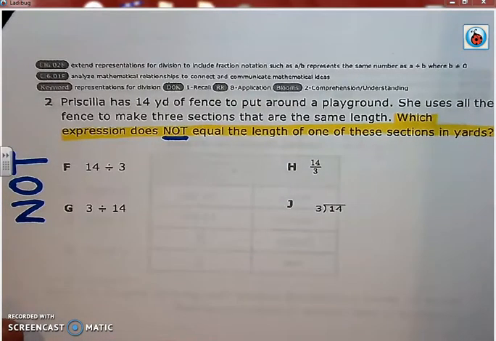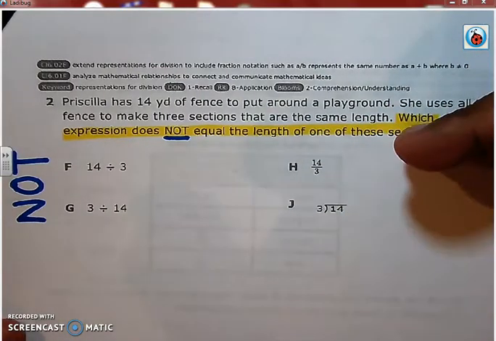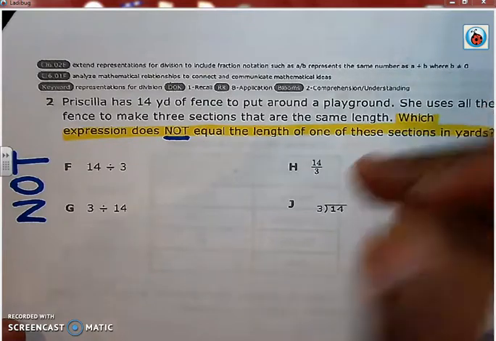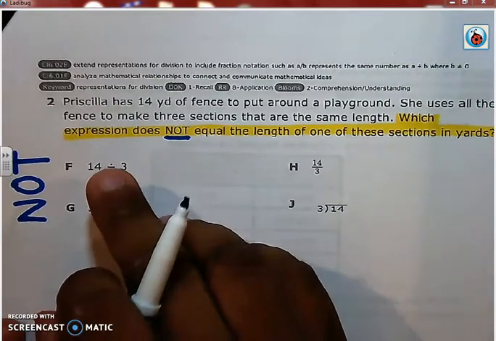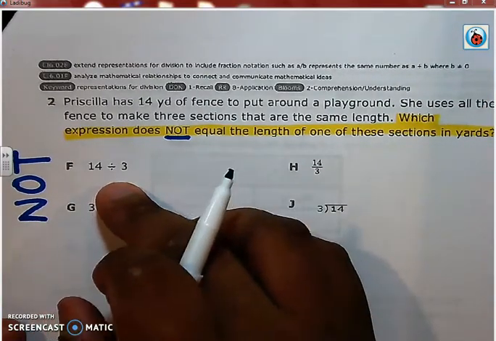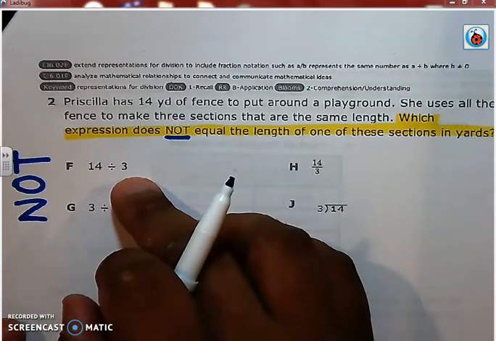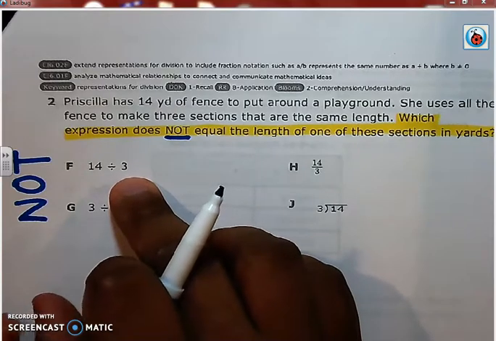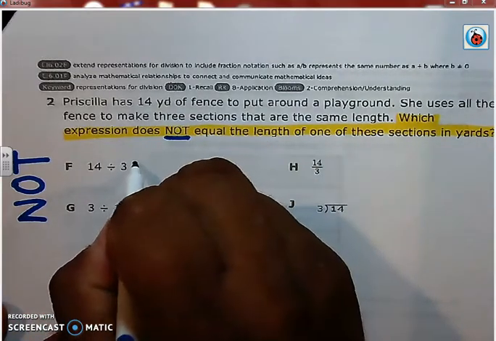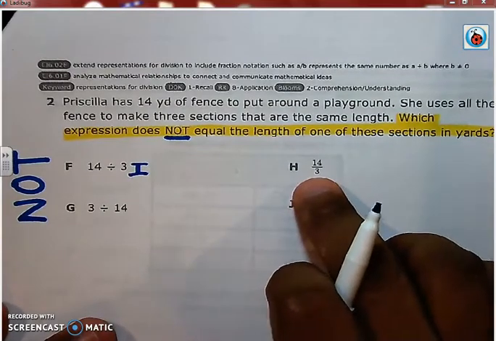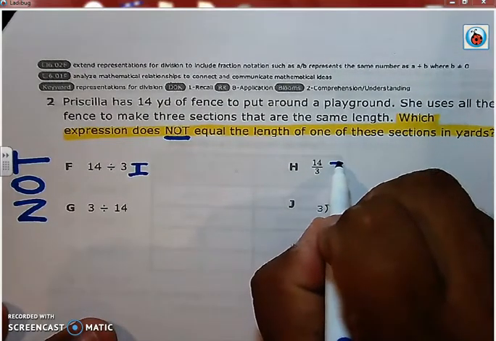So one possibility is I can divide each answer and see what it gives me. Or I can start naming the type of fractions that I see. So let's name the type of fraction that F is. 14 divided by 3. 14 is on top, 3 is on the bottom. This is an improper fraction.